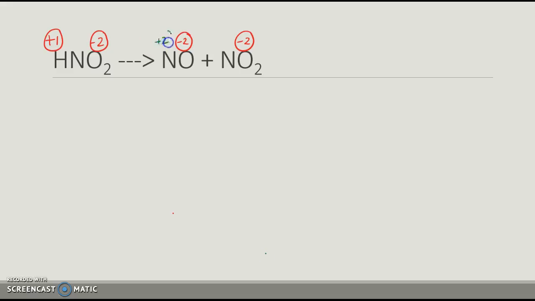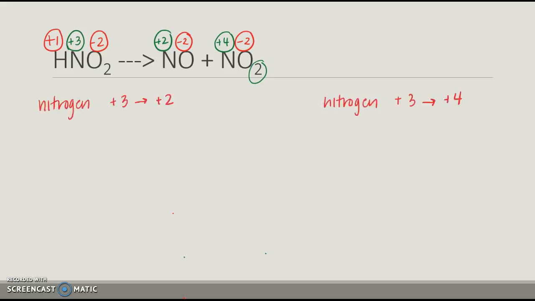So like this one you know is going to be plus 2 because they have to add up to 0. This one, since there are 2 of those oxygens, this nitrogen is going to be plus 4. And over here, this one is going to be plus 3. When you look at the oxidation numbers, what you should notice is that nitrogen changes into 2 different numbers on the product side. It's going from plus 3 to plus 2, and it's also going from plus 3 to plus 4.